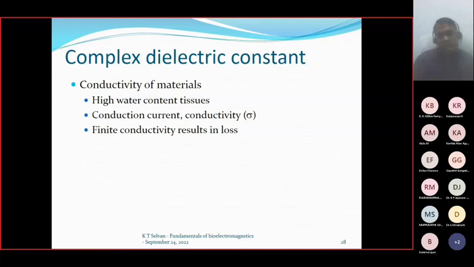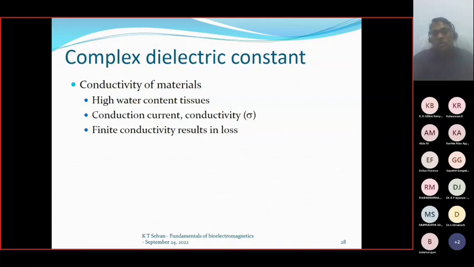They are also important in bioelectromagnetic applications. But when we talk of biological systems, we don't have metals on our body, but we have high water content tissues. High water content tissues have more conductivity than drier tissues. For example, bone is obviously drier than tendons. Therefore, a drier tissue is less conducting than a tissue with more moisture content.